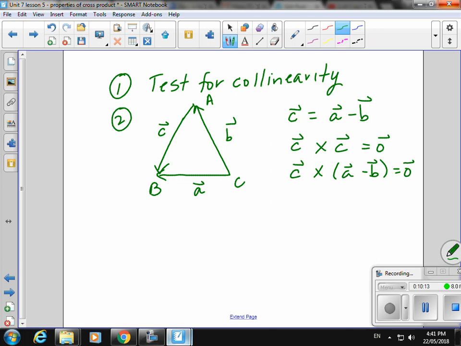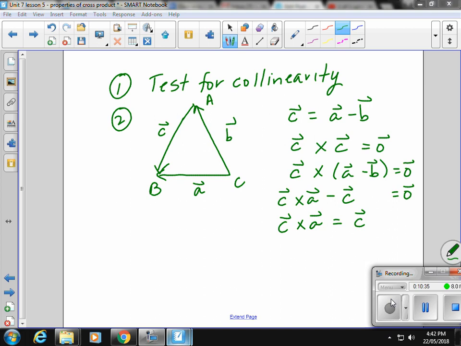Using properties of the cross product, I can say that C cross A subtract C cross B is the zero vector, which means that C cross A is equal to C cross B.